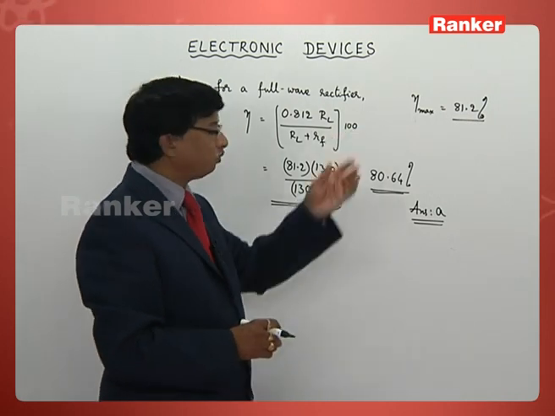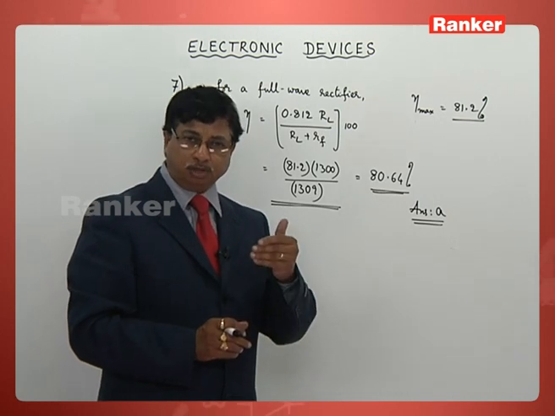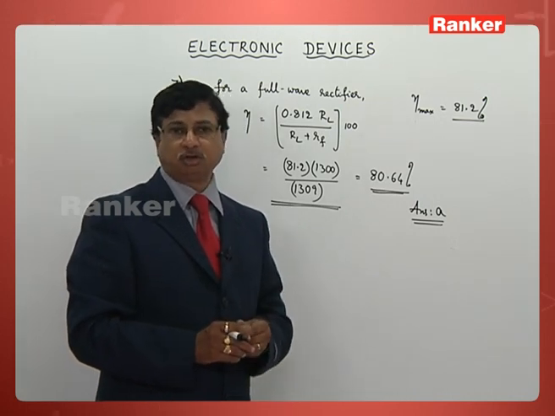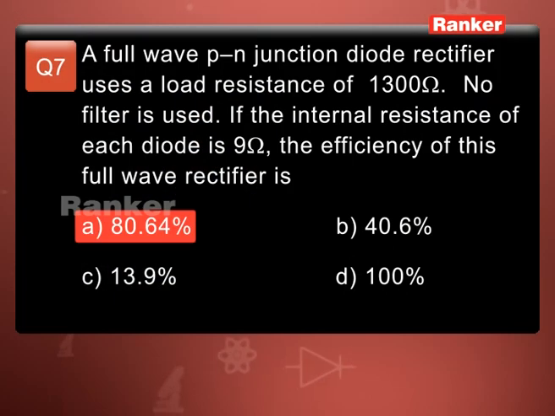80.64% is very close to 81.2. So obviously that will be the value of efficiency, the percentage of efficiency what has been asked in this problem. So the answer for this one is 80.64%, which is the first option for problem number 7.